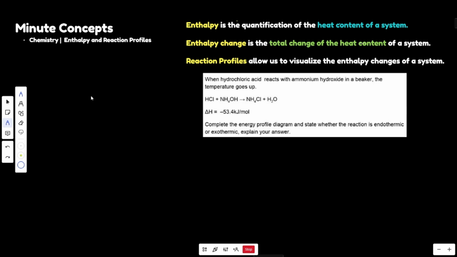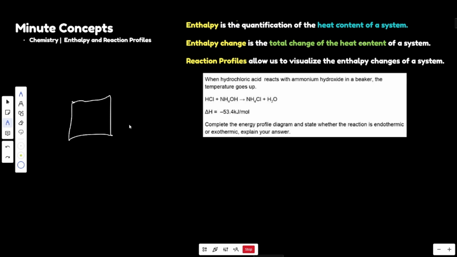So first, let's understand what is enthalpy. As you can see here at the top, enthalpy is the quantification of the heat content of a system. Because like I mentioned in the last video, we can have a system not have any forces act upon it, but heat can flow inward or outward of it. So heat can be transferred just inherently.